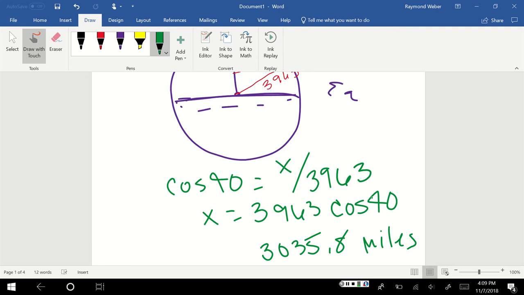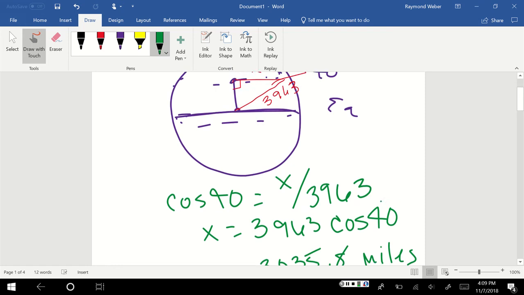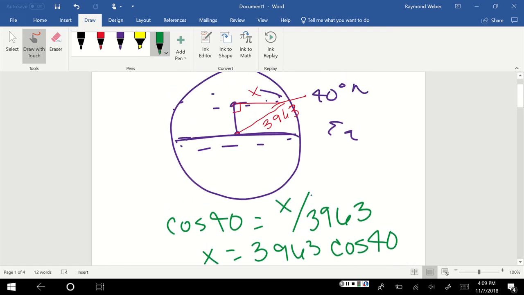So it's getting smaller and smaller the farther we go north. And the farther north you went, the smaller the radius is going to be. And the same going south. The radius at 40 degrees south should be the same. We're just going the opposite way.